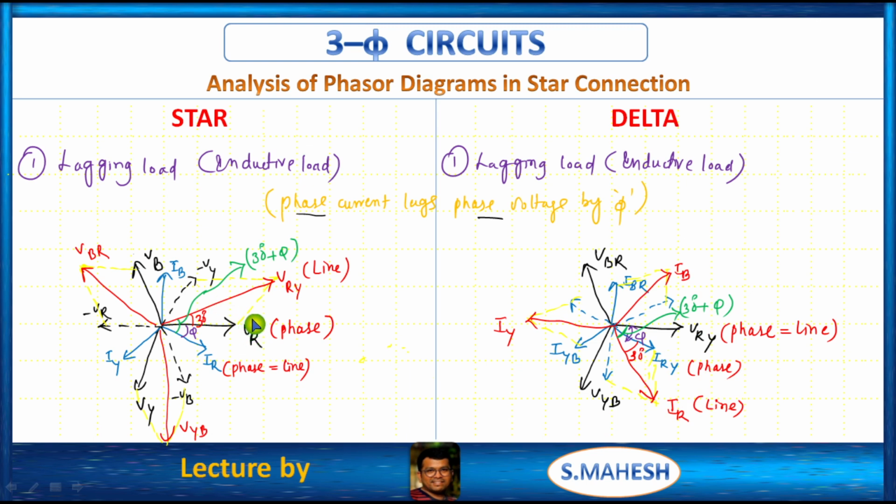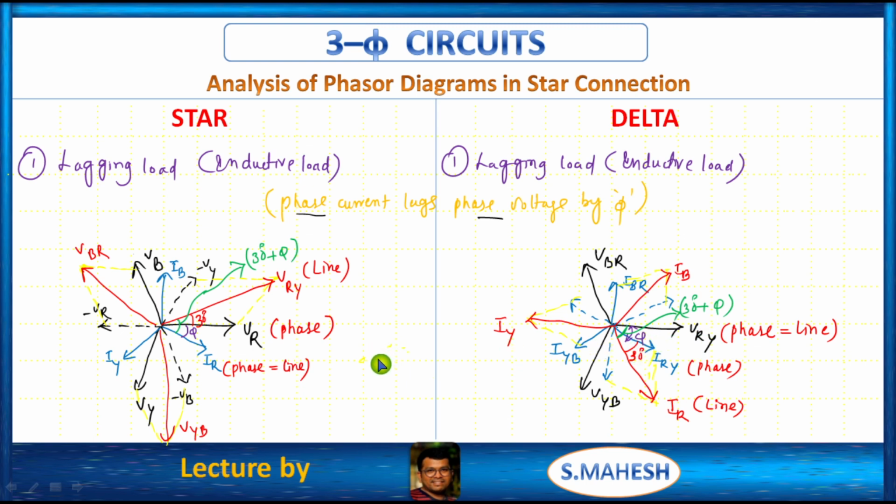Then a very important observation: the angle between line voltage and line current. From here to here is 30, here to here phi. Therefore, the angle between line voltage and line current is 30 plus phi. Like that, in this case also, the angle between line voltage and line current is 30 plus phi in case of lagging. In case of leading, it is 30 minus phi.